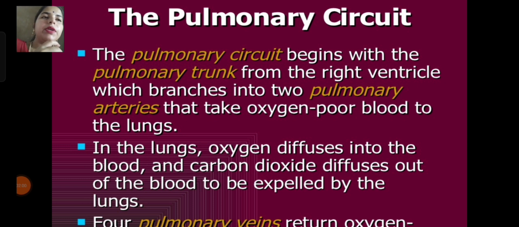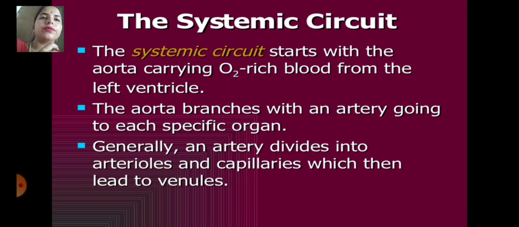The pulmonary circuit begins with the pulmonary trunk from the right ventricle, which branches into two pulmonary arteries that take oxygen-poor blood to the lungs. In the lungs, oxygen diffuses into the blood and carbon dioxide diffuses out of the blood to be expelled by the lungs. Four pulmonary veins return oxygen.